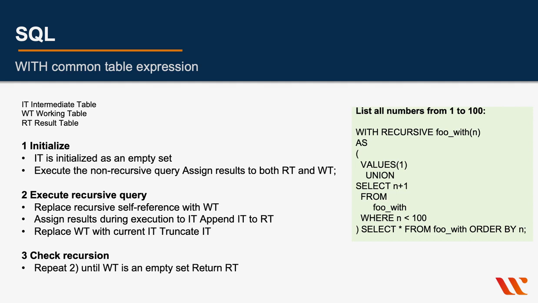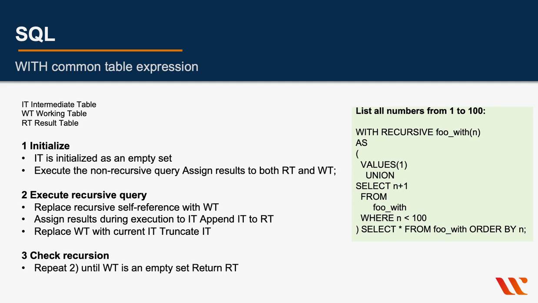Then the second part is to execute the recursive query itself. So you replace the recursive self-reference with the working table, assign results during execution to the intermediate table, append IT to RT, replace the working table with the current intermediate table, and then truncate the intermediate table.